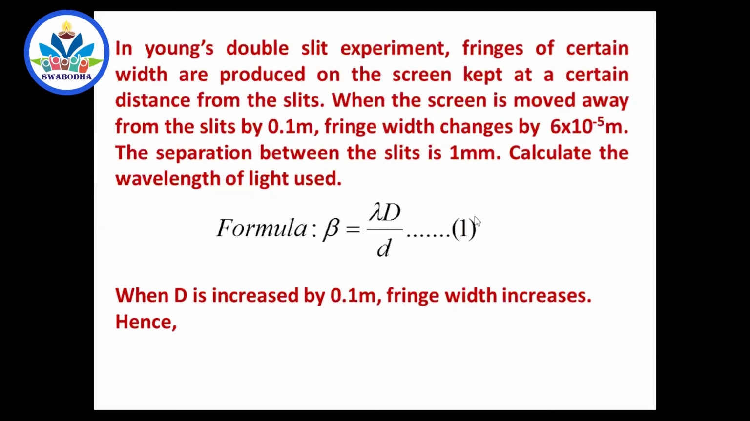So shall we write two equations? One is this one itself, the original values: beta, lambda, capital D, small d. What is the new form of equation? Beta plus 6 into 10 to the power minus 5. See, this has to be written very properly in the exam.